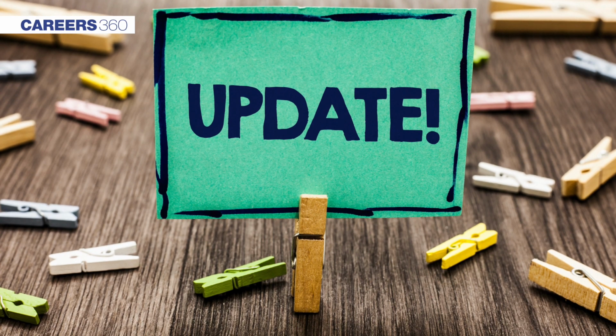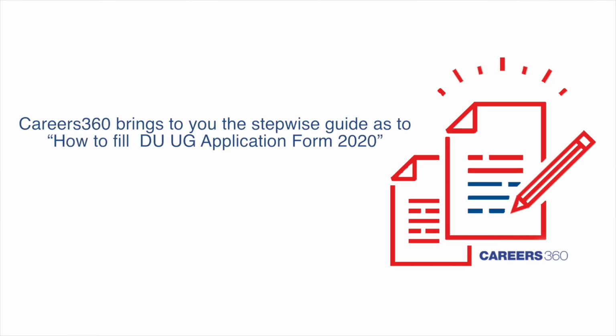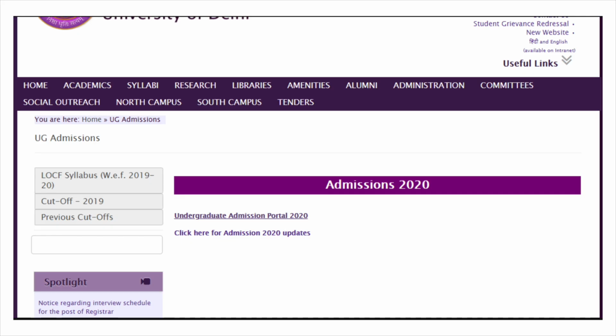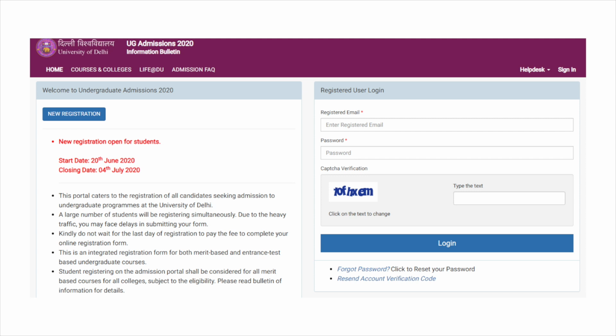Class 12 marks. Careers 360 brings to you the stepwise guide as to how to fill DU UG application form 2020. Steps to fill DU UG application form 2020. Candidates who will register for the first time for DU 2020 entrance exam have to click on DU UG registration button. After clicking the button, a new tab will open.